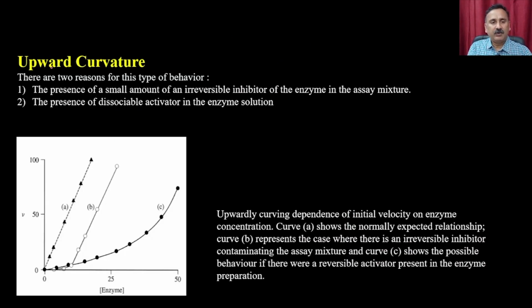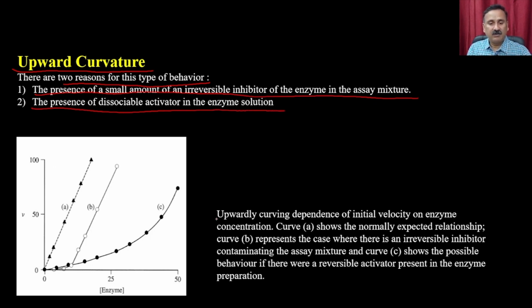When you look at how the enzyme concentration induces the upward curvature, there are two reasons for this type of behavior. When you are increasing the enzyme, you see an increase in upward curvature, which means the velocity is increasing. And these are the initial rates. So there are two reasons for this kind of behavior: the presence of a small amount of an irreversible inhibitor of the enzyme in the assay mixture, and the presence of a dissociable activator in the enzyme solution.